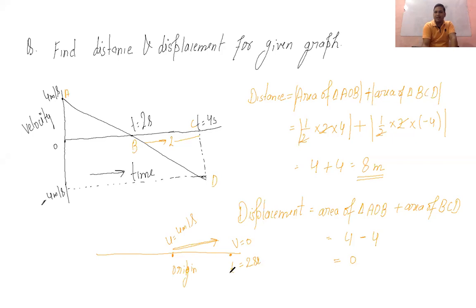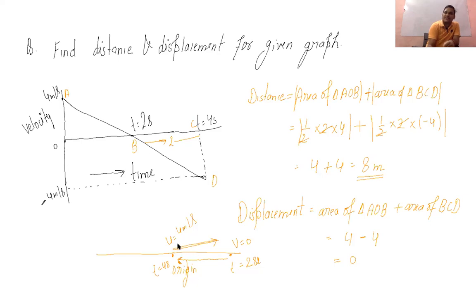And then what happens? The body returns to its original place. And at t equal to 4 seconds, it reaches the same point. So in this case, the displacement will be 0, because from where you started, it is 0.